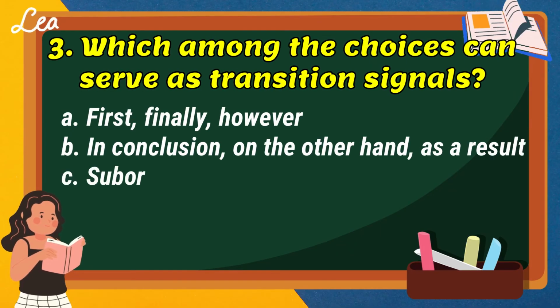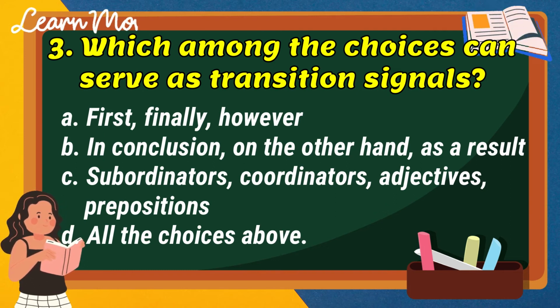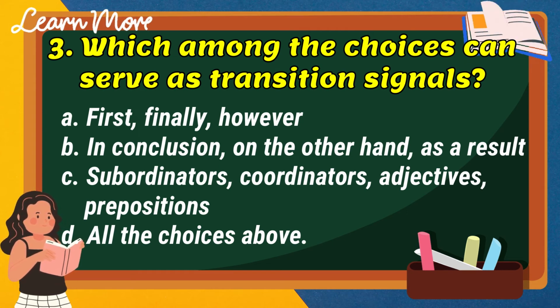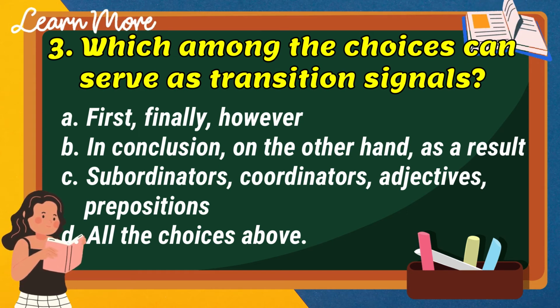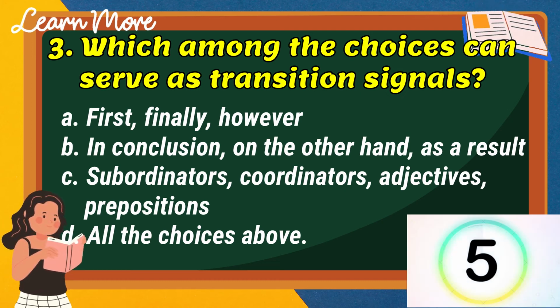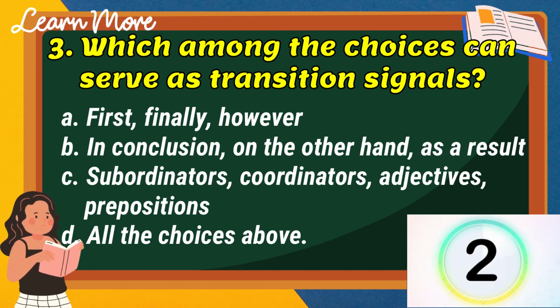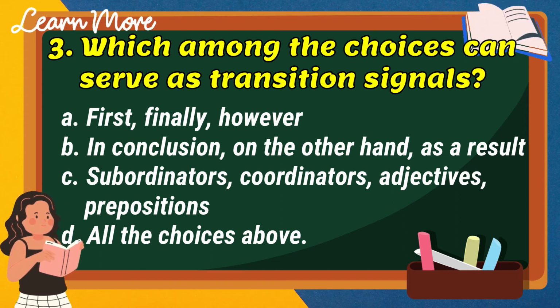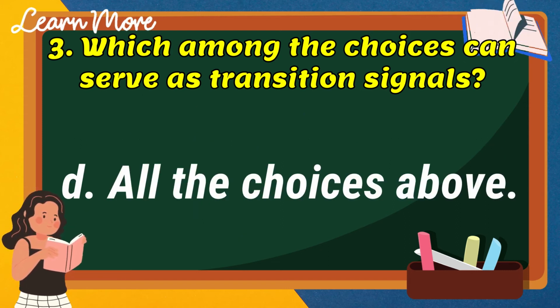Which among the choices can serve as transition signals? A. First, finally, however. B. In conclusion, on the other hand, as a result. C. Subordinators, coordinators, adjectives, prepositions. For letter D, all of the choices above. That's great! The answer is letter D. How about the next one?